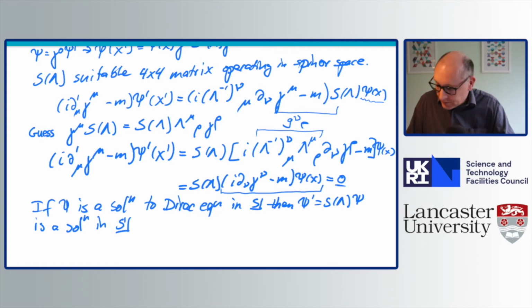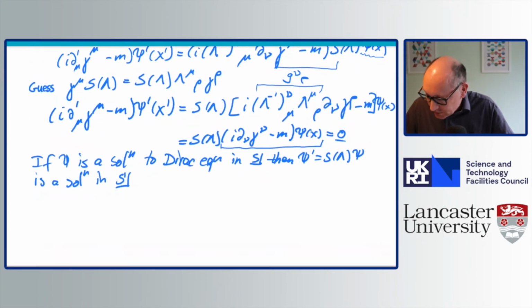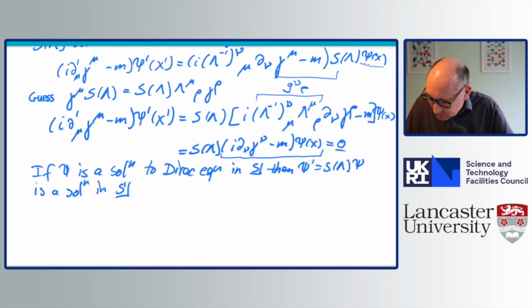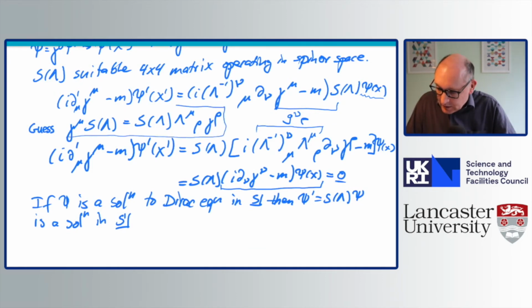That's really good. We've now understood how solutions to the Dirac equation transform during a Lorentz transformation. We haven't quite derived representations of S, but we have a property of S, in that gamma mu S of lambda is equal to S of lambda times the Lorentz transformation matrix lambda mu rho gamma rho.